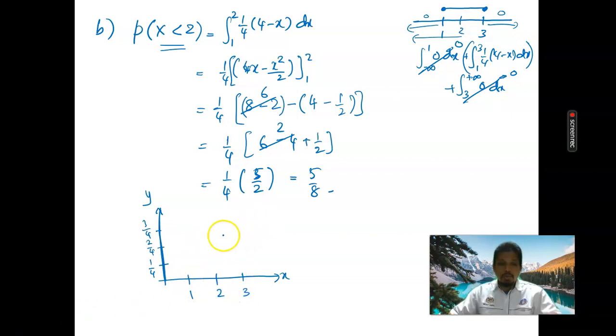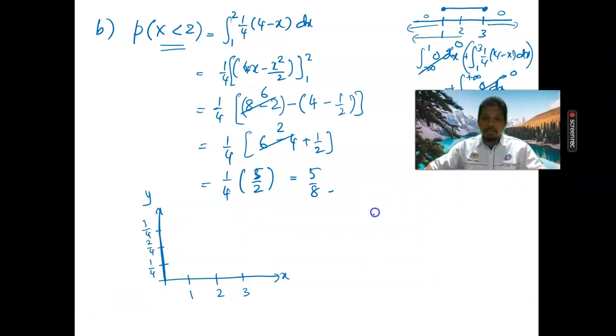So now we're going to plot this graph, okay, sketch this graph first. Then the function is fx equal to 1 over 4 times (4 minus x). So we begin with x, okay, because it's a domain for x equal to 1 until x equal to 3. So let x equal to 1. Then f1 equal to 4 minus 1 equal to 3. 3 times 1 over 4 is 3 over 4.